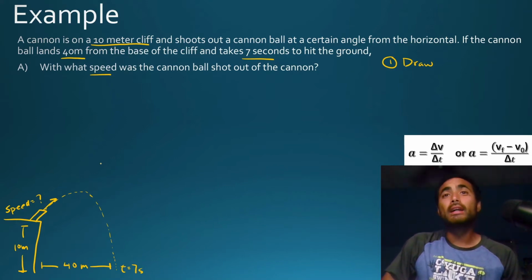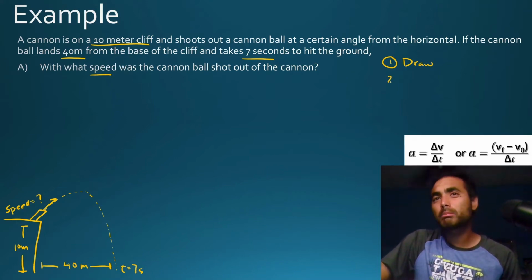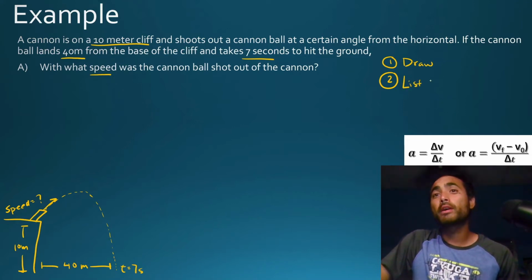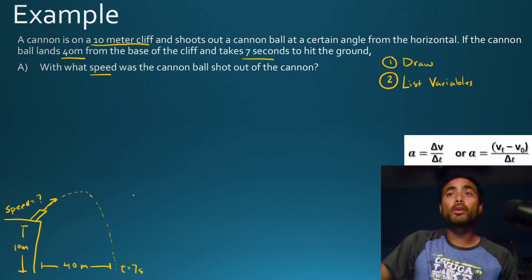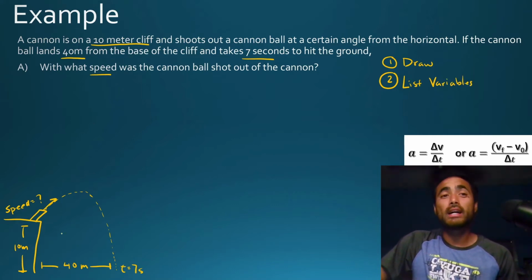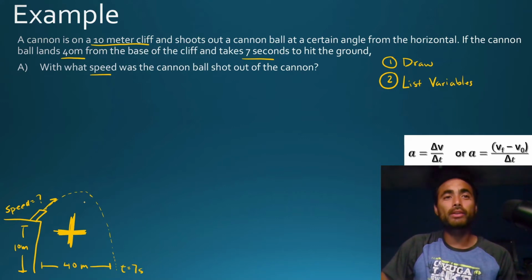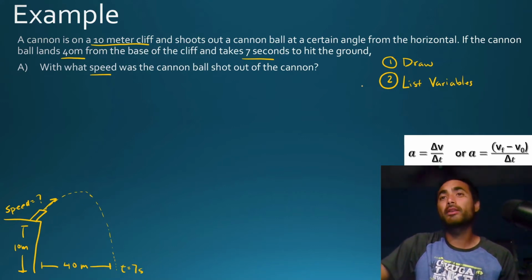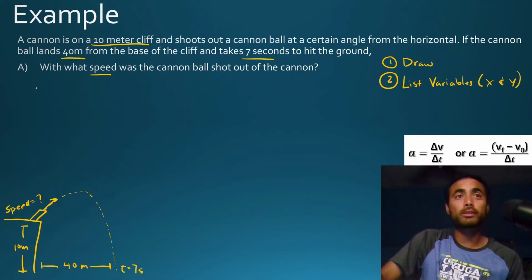Okay. Now, this next step, and I would say the most important step, is to list the unknown and known variables. So list the variables. What's key to know, and different with this chapter, is there's stuff going on in the X direction and in the Y direction. So we have to list both things that are happening in the X direction and the Y direction. So X and Y. Okay, so here we go.